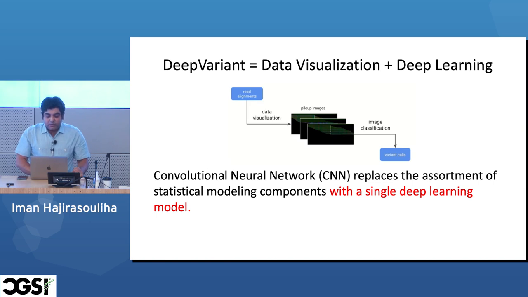And they use a deep learning classifier for these images. So they start from read alignments, they go to these pileup images, and they use image classification. And they say they can replace traditional statistical models, for example GATK, that use an assortment of statistical model components, with just this single deep learning model.